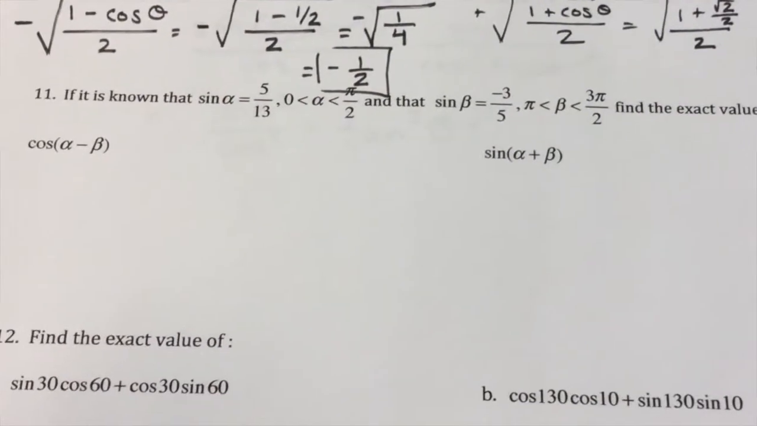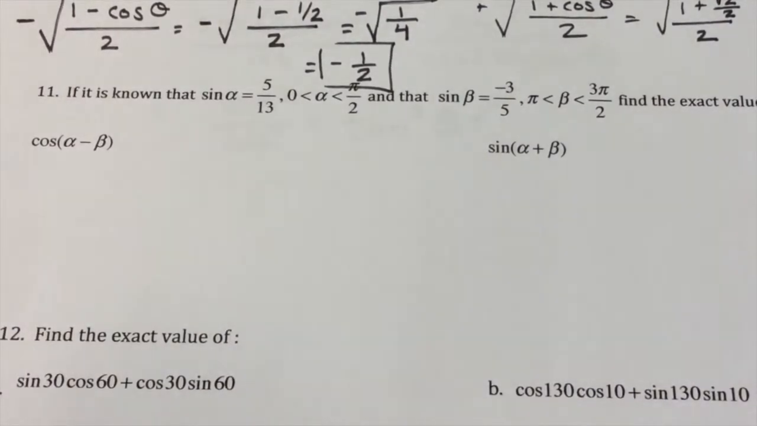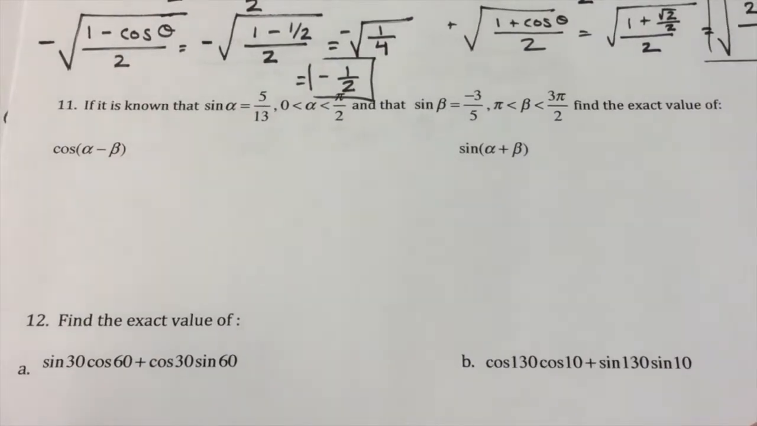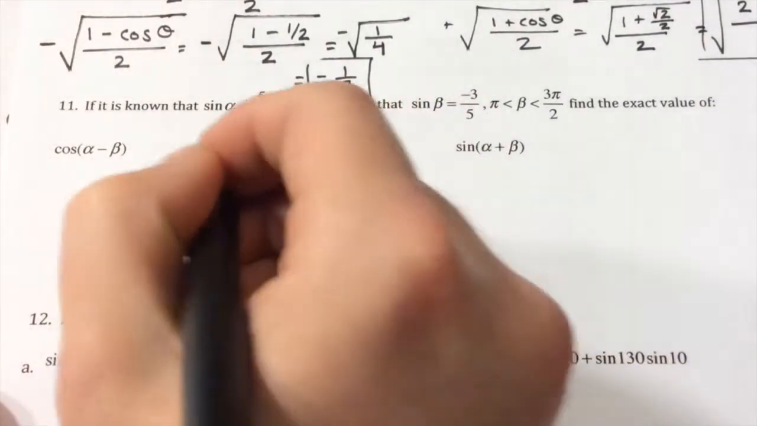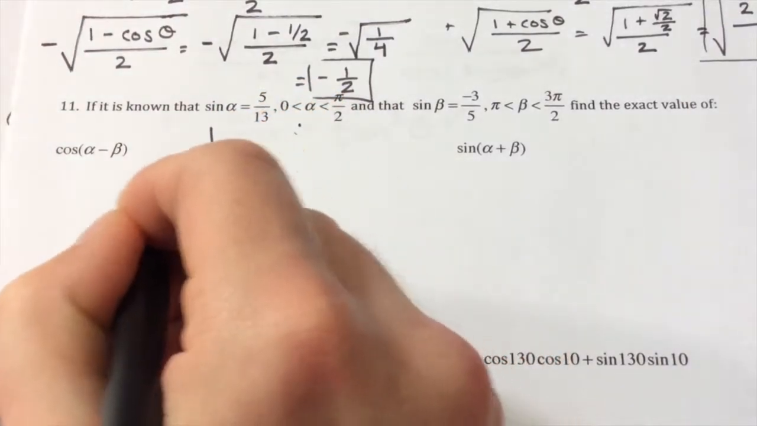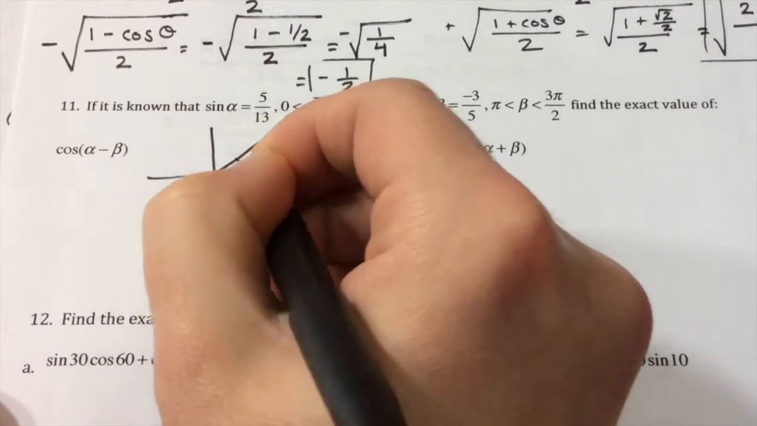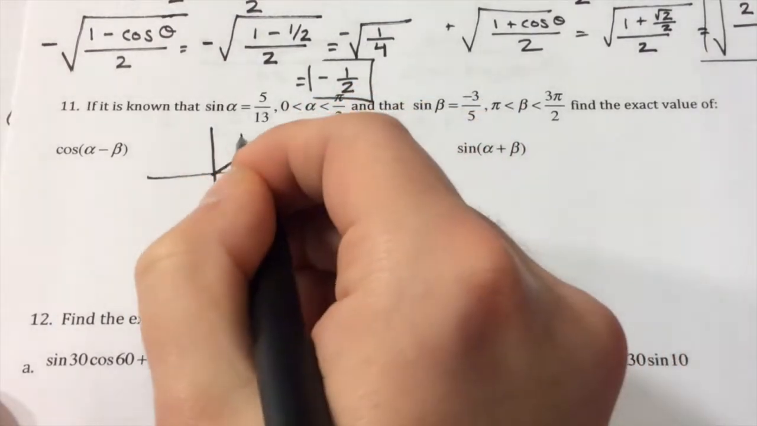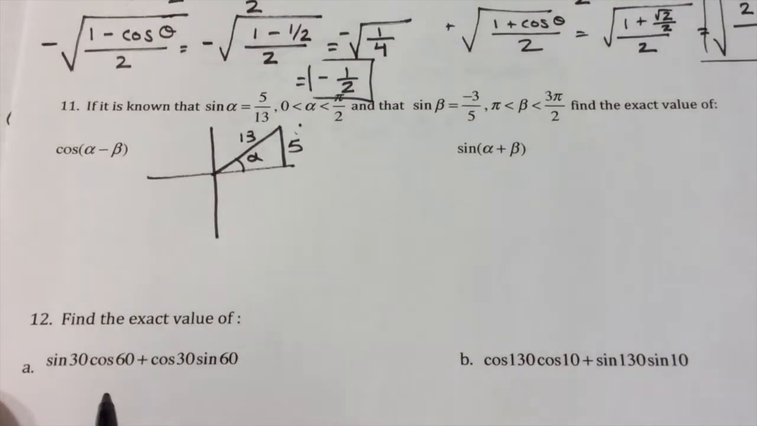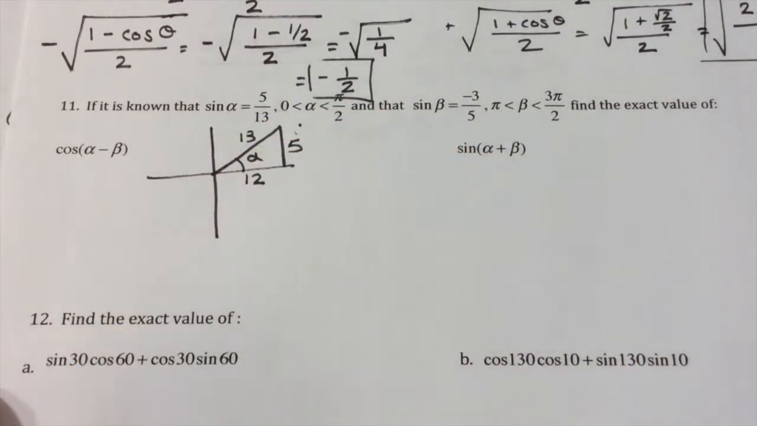Next up, if it's known that sine alpha is 5/13, let's zoom out just a little bit so we can get this all on the screen. Whenever we're given this, draw a picture. So alpha is in the first quadrant. There's our alpha. 5, 13. If we don't remember this 5, 12, 13 triangle, that side's 12. You can always do the Pythagorean theorem to double check this.